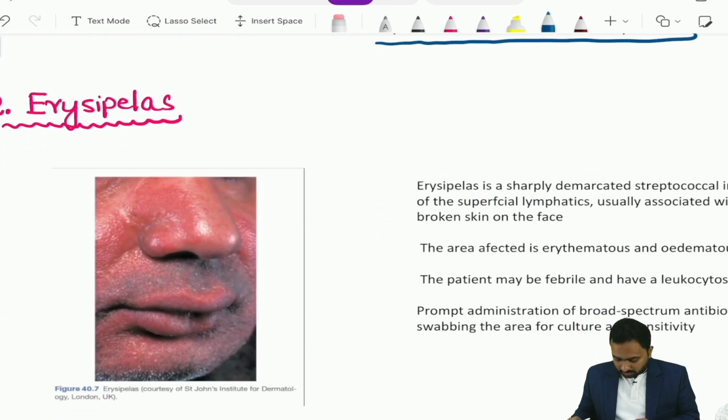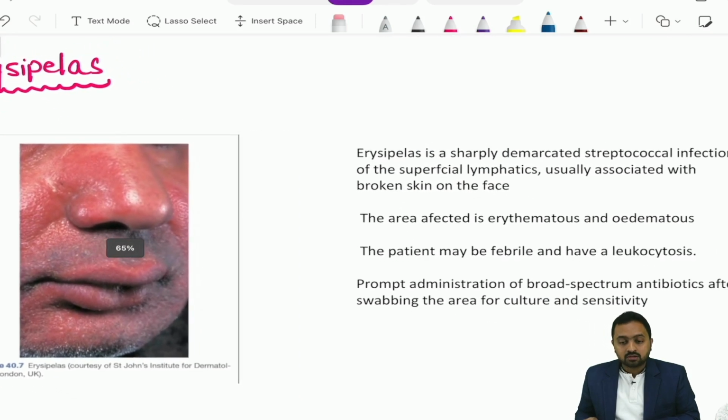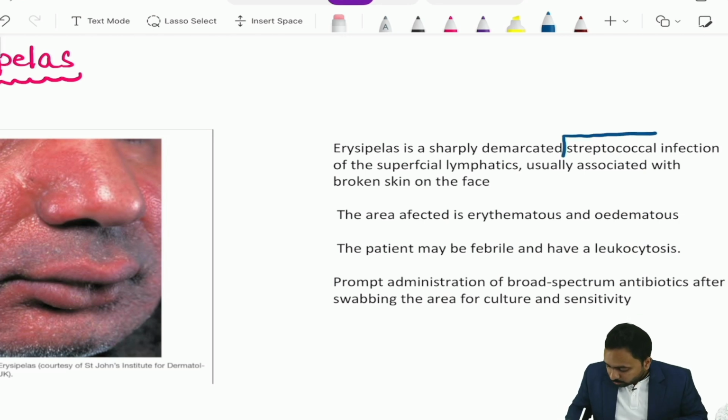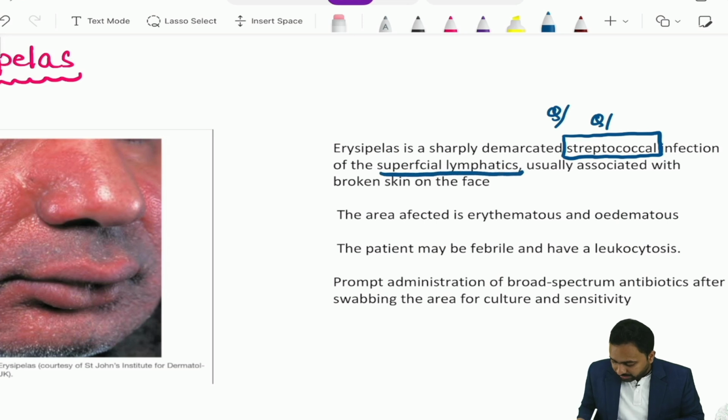If you look over here, this is the image showing erysipelas. So this is a sharply demarcated streptococcal infection. The most common confusion in this question arises in the causative organism. So please maintain a chart of which skin disease is caused by which organism, which is going to help you. Erysipelas is caused by a streptococcal infection of the superficial lymphatics, usually associated with broken skin on the face.